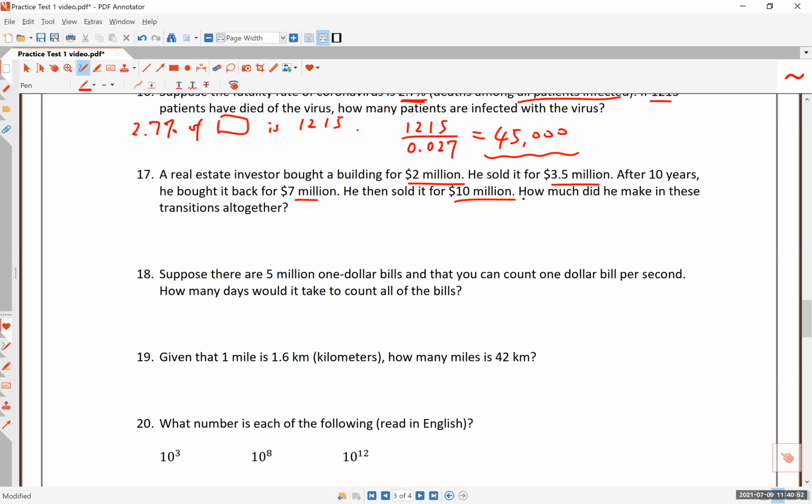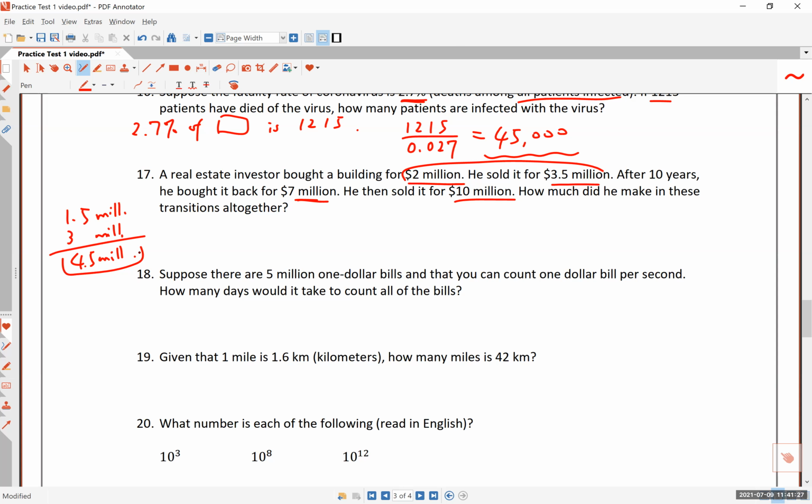Remember, we did a problem like this in our lecture, and I think there was a question like this in your homework as well. And it turns out you can consider these transactions separately. In the first part, this investor made 1.5 million, and then in the second set of transactions, this investor made 3 million.